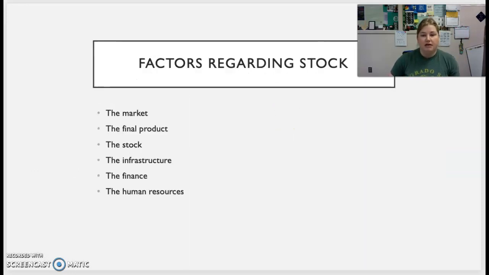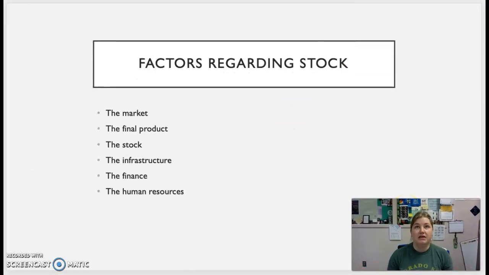Factors regarding stock. It can be really important to understand why we'd hold inventory and why we wouldn't. The market: if we are selling something that the market doesn't support, we don't want to hold on to it. If we're selling something that's really important that people buy a lot of, we want to hold on to it. The final product, the stock itself: how much does that cost? The infrastructure: do we have the space? Do we have whatever we need? If we need heating or air conditioning or a fridge or a freezer or any of these other things, do we have what we need in order to maintain our stock?